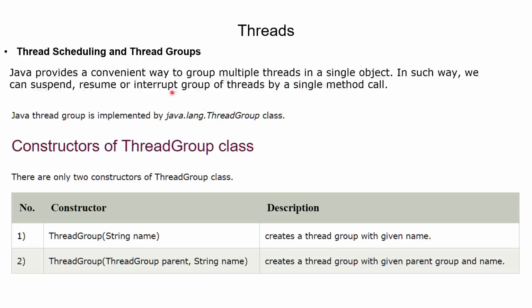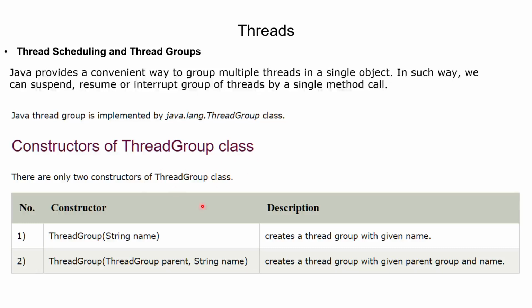Java also gives us a convenient way to group threads. So we can group multiple threads as a single object in such a way that they can act as one object. Therefore, we can suspend, resume, or interrupt the group of threads with a single call.